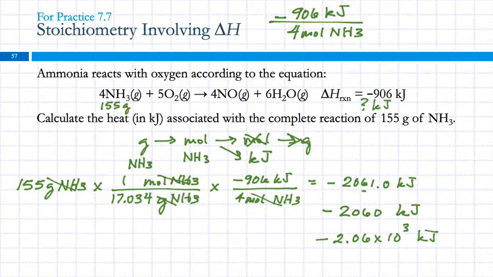So in this case, we do need the negative sign. And our best answer would be this one right here. The energy associated is negative 2.06 times 10 to the third kilojoules. The energy is leaving. It's an exothermic reaction. Any questions?